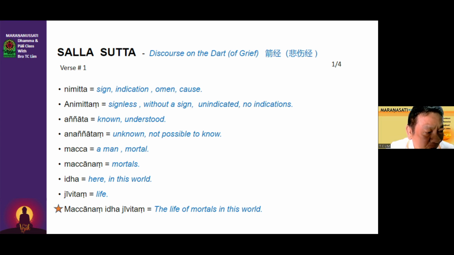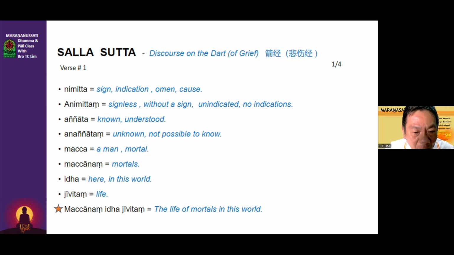Okay, verse 1. Nimitta, you all know nimitta, right? Especially those meditators, yogis. Sometimes nimitta appears. Nimitta actually means sign or indication or omen or cause. Animittang means no sign, with the A, signless, without a sign, or unindicated, no indication. Anyata means known or understood. Ananyatang, unknown or not possible to know.